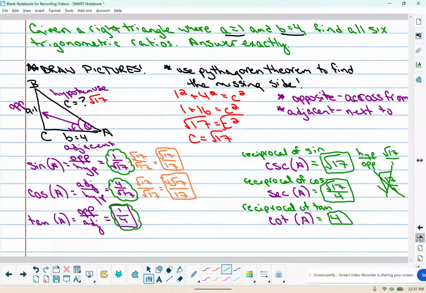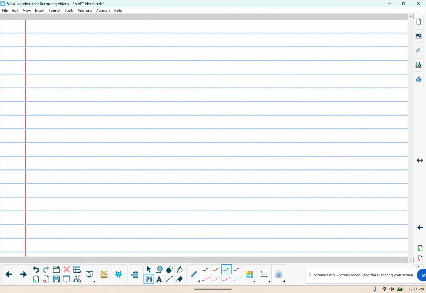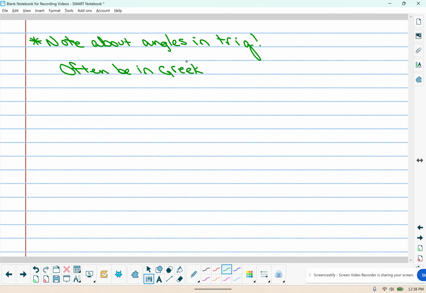Okay, one last little note that we have. Okay, so here's a note about angles in trig. Okay, often they're going to be in Greek. So if you see, instead of an A, you might see an alpha. Okay, so this is alpha in Greek. And that would be the angle, right? And that would go with side A.